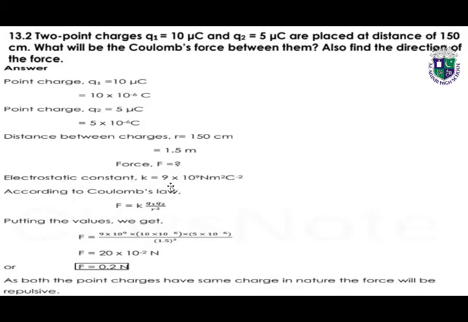Electrostatic constant is 9 into 10 to the power 9 newton meter square per coulomb square. According to Coulomb's law, we have this formula as we studied in our unit number 13. F is equal to K Q1 into Q2 over R square. By putting the values given in the statement, we can easily find the force, which is 0.2 newton.